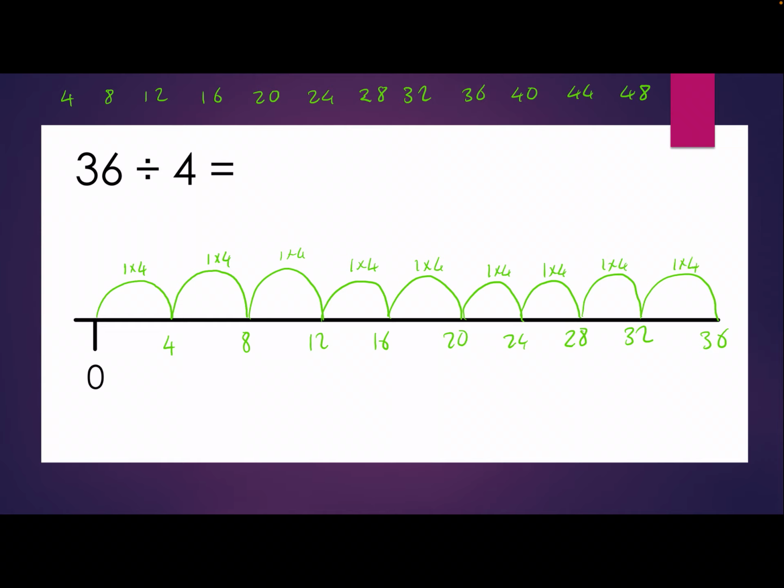So how many jumps did I do? I did 1, 2, 3, 4, 5, 6, 7, 8, 9 jumps. 36 divided by 4 is 9. How many groups of 4 can I make when I've got 36 things? I can make 9 groups of 4. I can jump 9 times. I can check this by doing 9 times 4 and checking that it is 36. And if you use a trick with your fingers, you will know that 9 times 4 is 36.